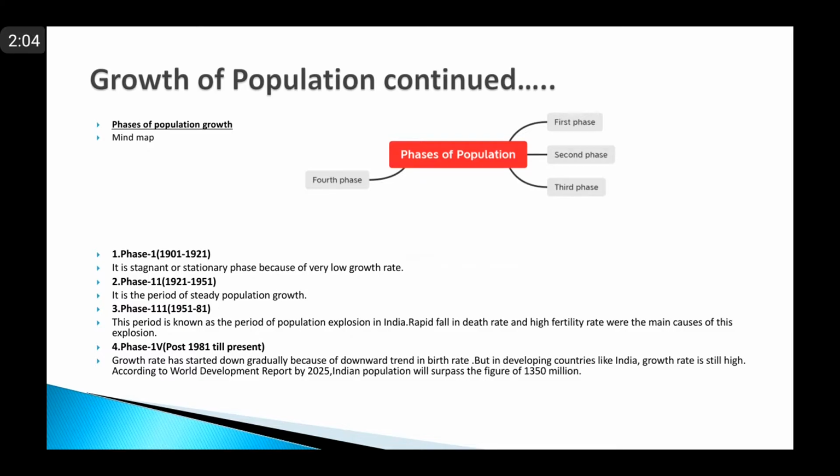But after 1921, you know what had happened? Population growth rate started rising steadily, and the year 1921 is known as the demographic divide. Why? Because before this there was very low or stagnant growth of population, and after 1921 the population grew very fast, and that is why it is known as the demographic divide. During this phase both birth rate and death rate were high, and there must be some reason.